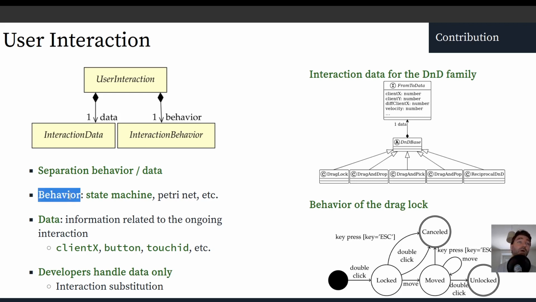Regarding the behavior, we can use state machines, Petri nets, listeners, or reactive programming, but currently we use concurrent and composite finite state machines. For example, this picture depicts such a finite state machine. We have a first transition, which is in fact a reference to another user interaction. This is why it is a sub composite finite state machine, because the double click is another interaction. We have move transitions, etc., and we can cancel the interaction using the escape key, for example.